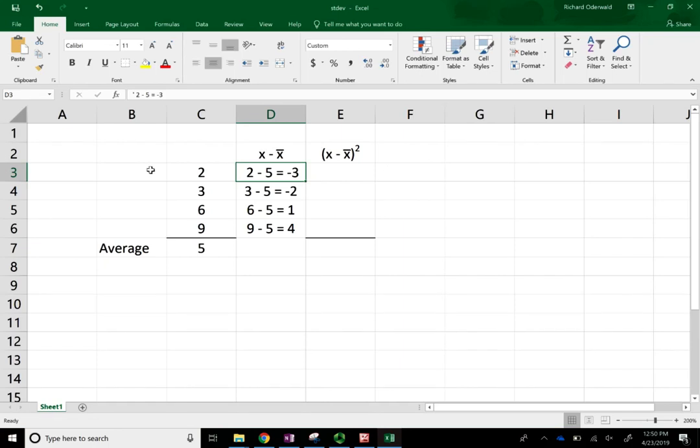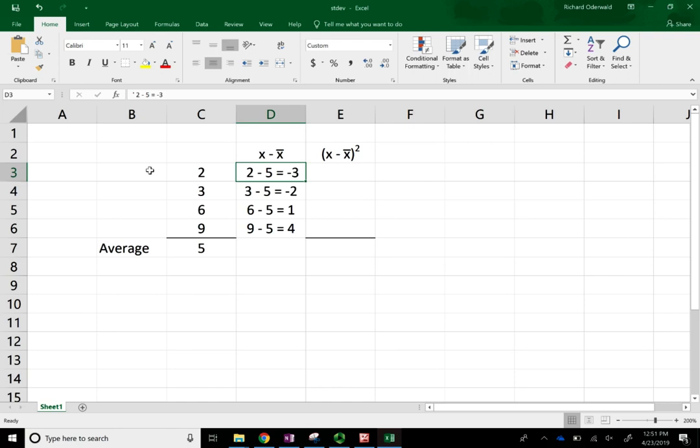The first step in calculating the standard deviation is to get the difference between the average and each observation. In the formula, we subtract the average from the observation. The observation is 2, subtract 5, we get minus 3. The observation of 3 minus 5 is equal to minus 2, 6 minus 5 is equal to 1, and 9 minus 5 is equal to 4.